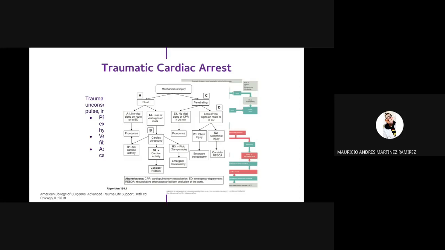If the trauma is penetrating, if the patient has no vital signs or CPR more than 20 minutes, we must pronounce death. If we have a loss of vital signs en route or in the emergency department, we must determine two things. If we have a chest injury, we must perform an emergency thoracotomy. If we have an abdominal injury with suspected abdominal aortic injury, we must consider resuscitative endovascular balloon occlusion of the aorta.